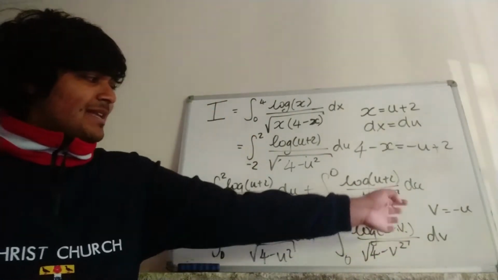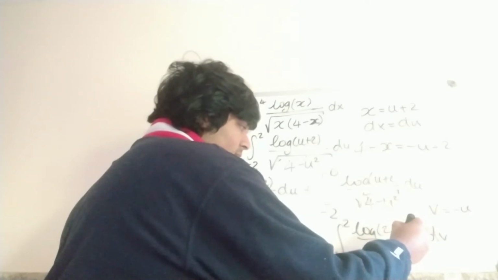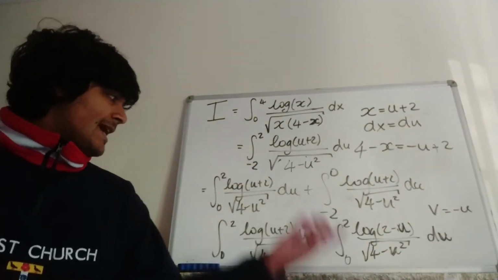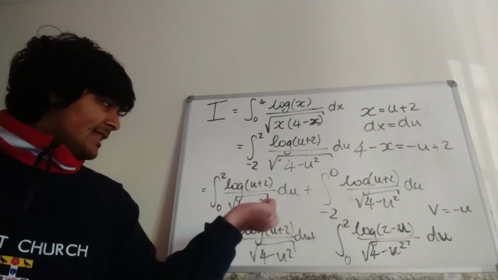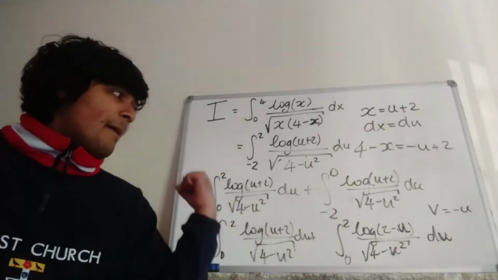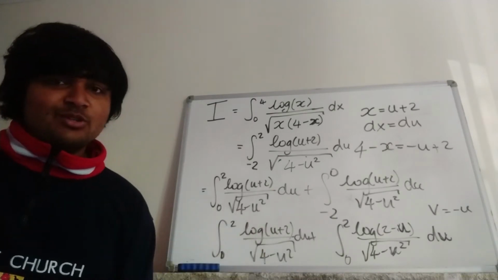But of course it doesn't really matter, it's a dummy variable, so I can actually make all of these u's if I wanted to, because the thing inside the integrand is just a dummy variable. And now bringing these under one integral, I can also see the denominators are the same, and so it's just the integral from 0 to 2 of log of u plus 2 plus log of 2 minus u, all divided by the square root of 4 minus u squared du.